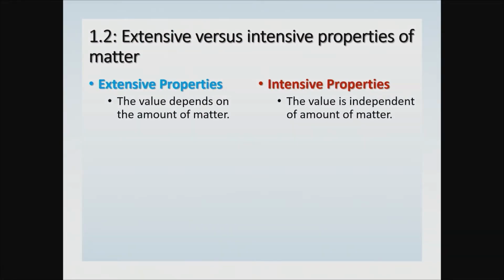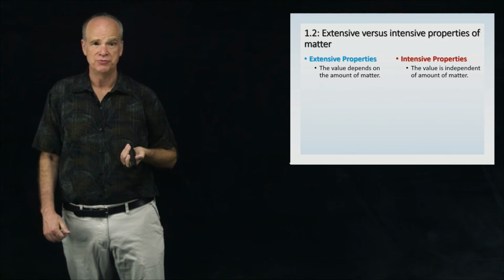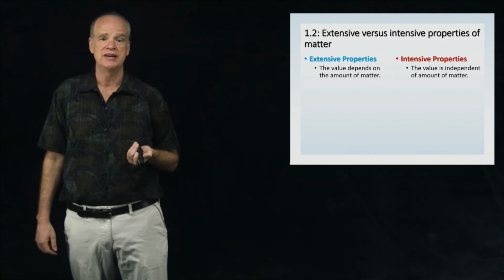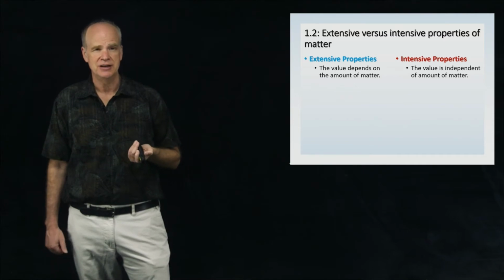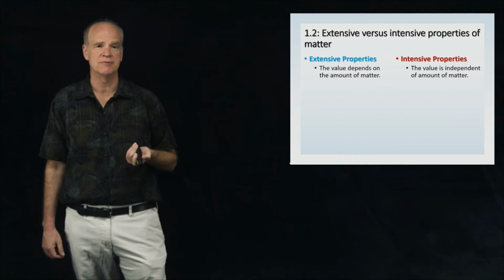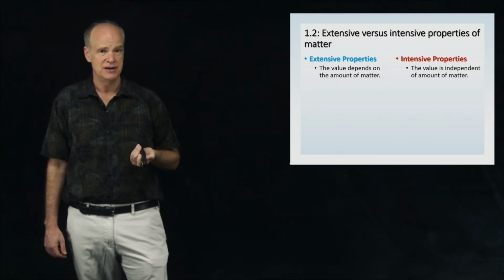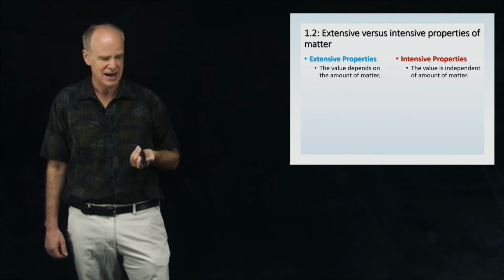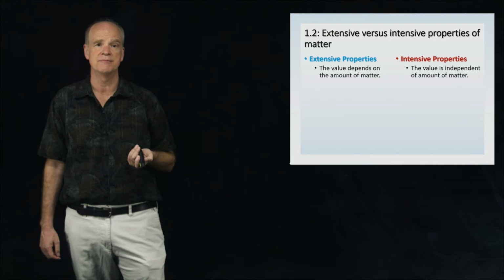Okay, so now what I want to do is talk a little bit more about properties. And so I want to talk about the difference between extensive properties and intensive properties. And so what an extensive property is, it's some kind of property whose value does depend on the amount of matter you have. While an intensive property is some kind of property whose value does not depend on the amount of matter you have. It is independent of the amount of matter you have.